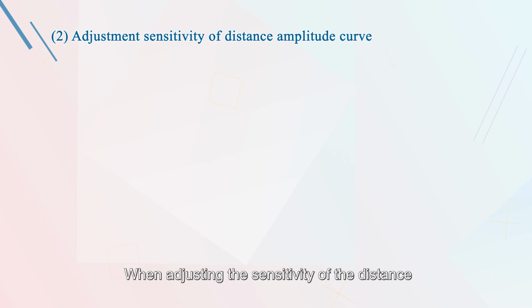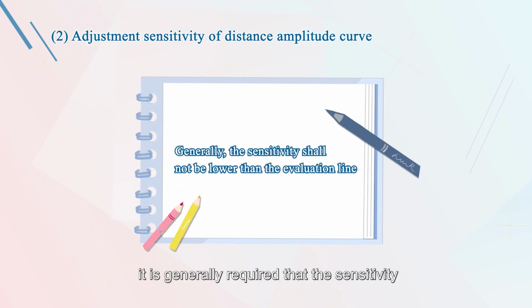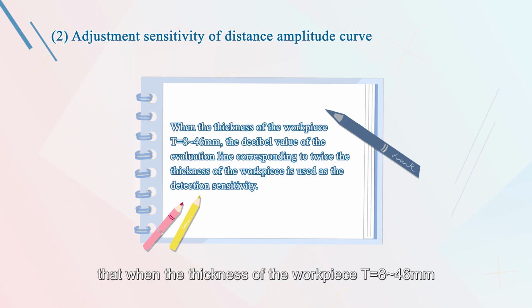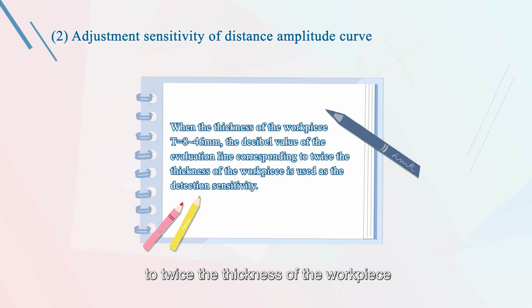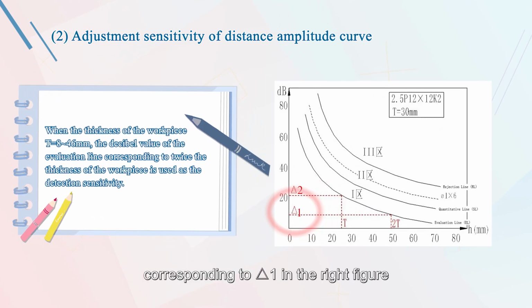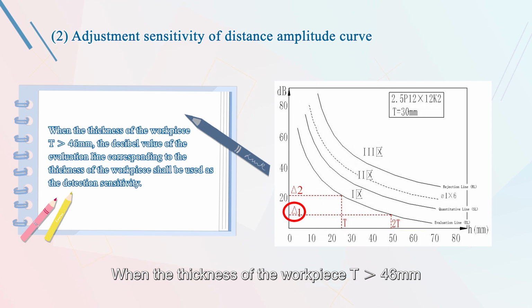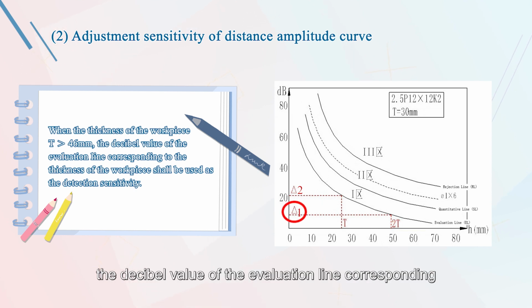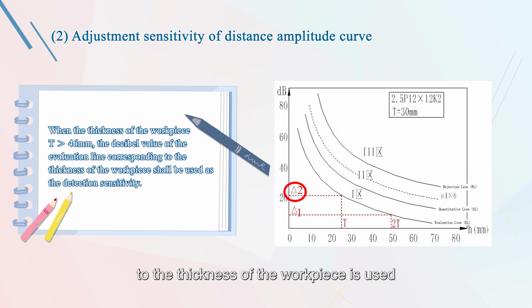When adjusting the sensitivity of the distance amplitude curve, it is generally required that sensitivity should not be lower than the evaluation line, and it is specified that when the thickness of the workpiece, as we can see in the formula, the decibel value of the evaluation line corresponding to twice the thickness of the workpiece should be used as the detection sensitivity. As we can also see here, corresponding to delta 1 in the right figure, when the thickness of the workpiece T is more than 46 mm, the decibel value of the evaluation line corresponding to the thickness of the workpiece is used as the detection sensitivity, corresponding to delta 2 in the right figure, as we can see.